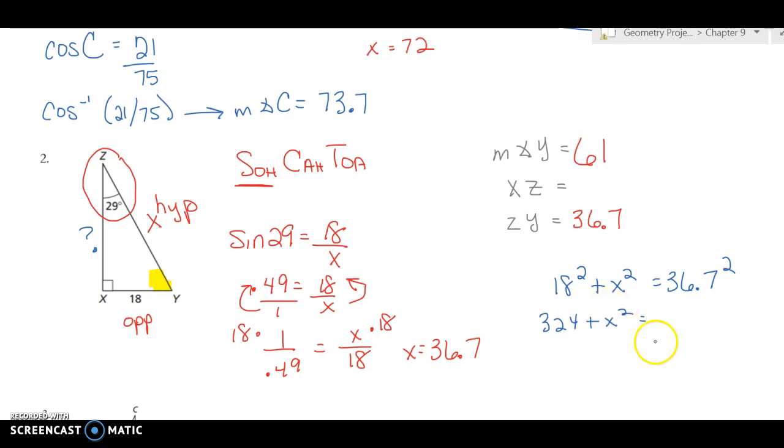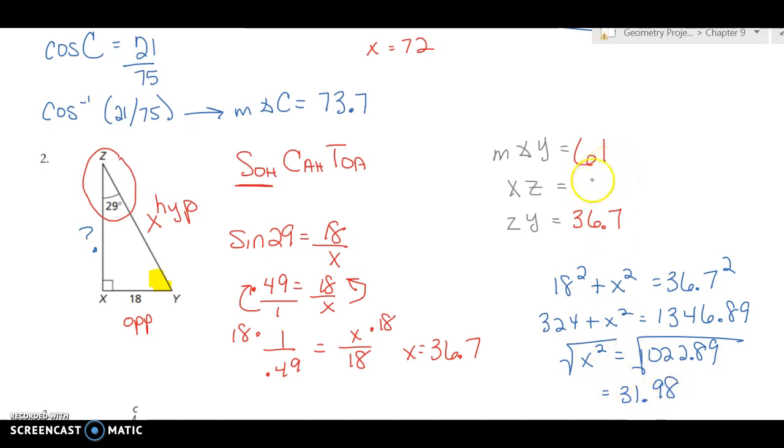36.7 squared is 1,346.89. You're going to subtract 324 on both sides, and then you're going to take the square root. So you get x squared is equal to 1,022.89. Take the square root of both sides, and I get 31.98. So I'm going to round that up to 32. And there's your answers. You could have done SOHCAHTOA, and you still would have gotten pretty close to that, if not exactly that.